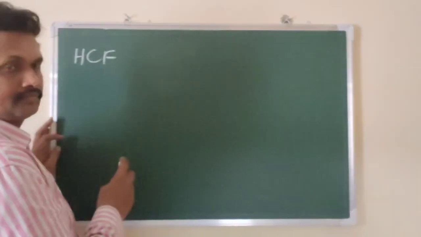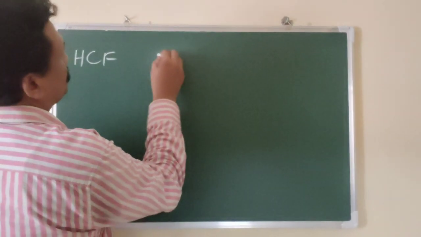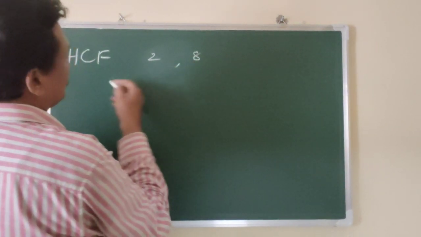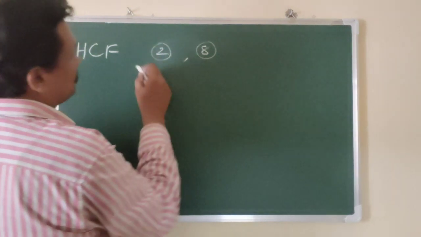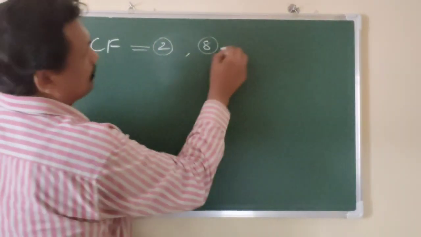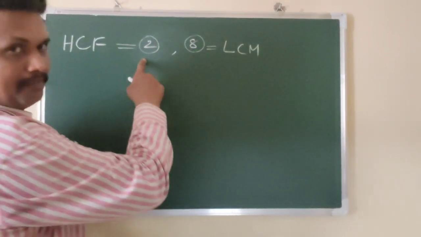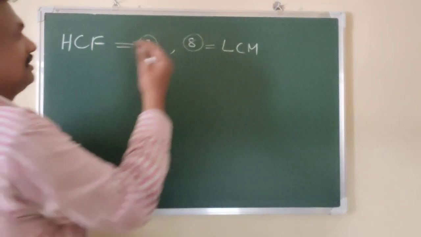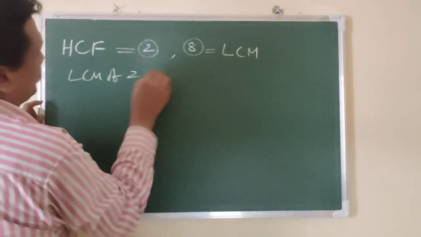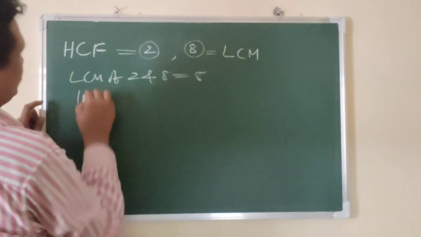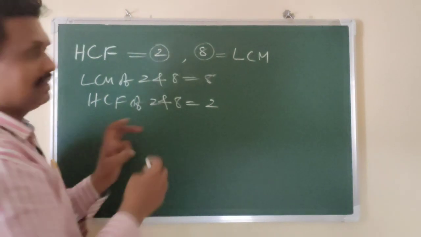HCF of two numbers. Suppose you have 2 and 8, so the denominators are 2 and 8. When the big number is divisible by the small number, the small number is the HCF, and the big number is the LCM. Remember it like that. So the LCM of 2 and 8 is 8, and the HCF of 2 and 8 is 2. Like that, when it divides.